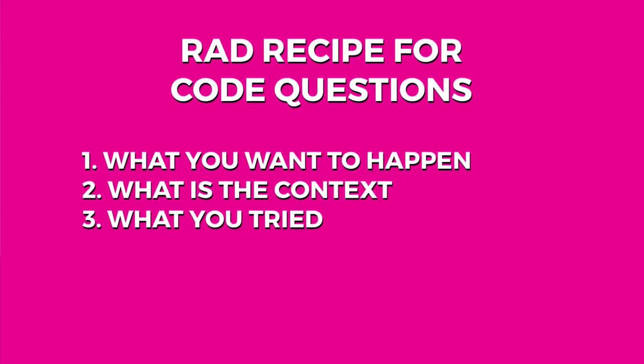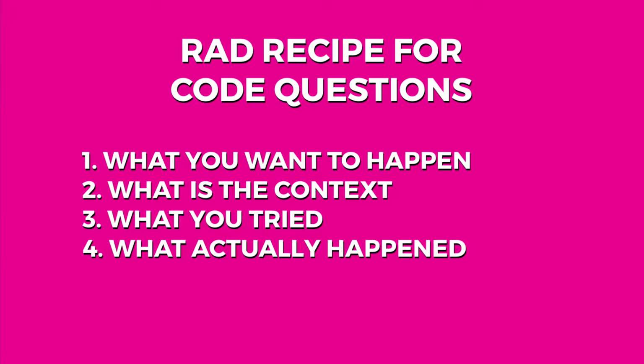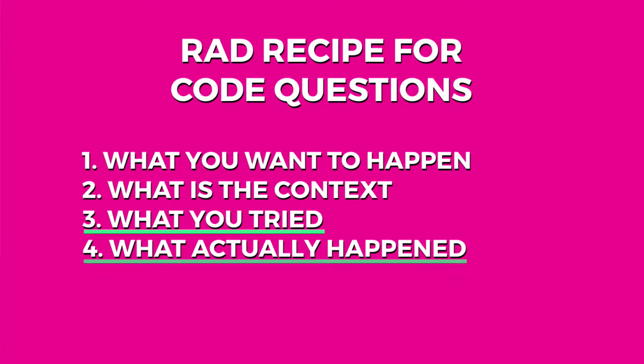And then the fourth ingredient is what actually happened. So this is the flip side of the first ingredient, what you want to happen. This is what actually happened as a result of what you did, what you tried. You might have multiple attempts at fixing your problem. If so, then your third and fourth ingredients, you may have multiple instances of those, and that's great if you do. Try to explain every one of them, the thing you tried, and then the result from that attempt.